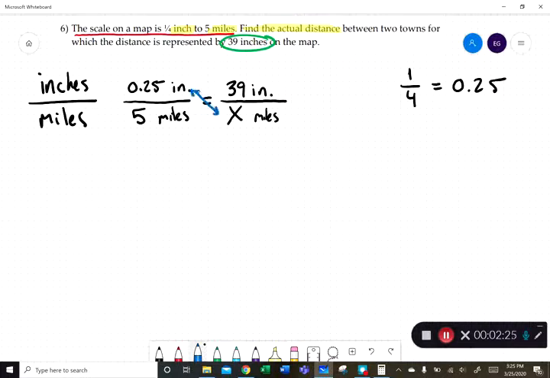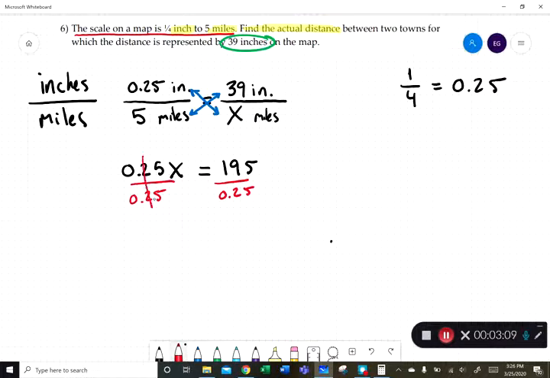0.25 times x, okay, so that will be 0.25x is equal to 39 times 5. And that is 195. And now to solve for x, on the left-hand side, we have 0.25 times x. The opposite of times is divide. So let's divide both sides by 0.25.